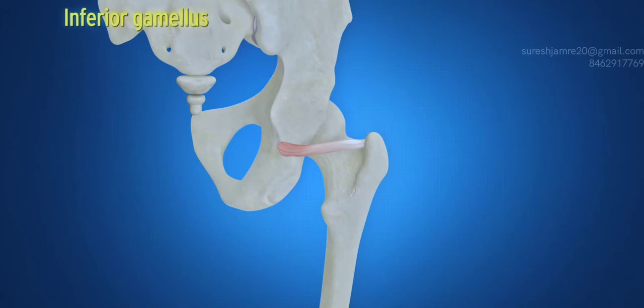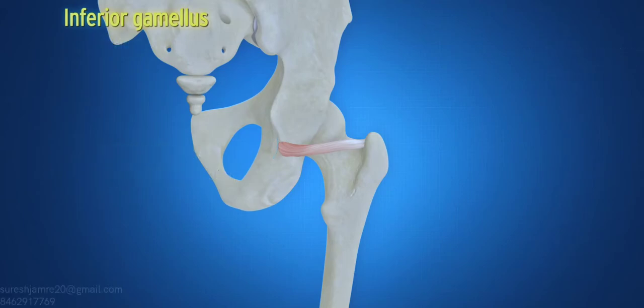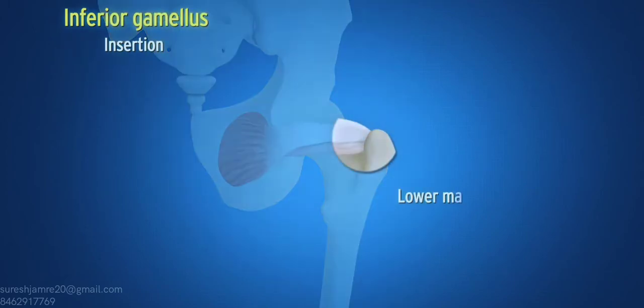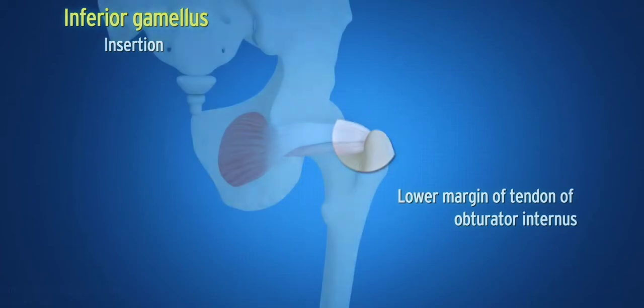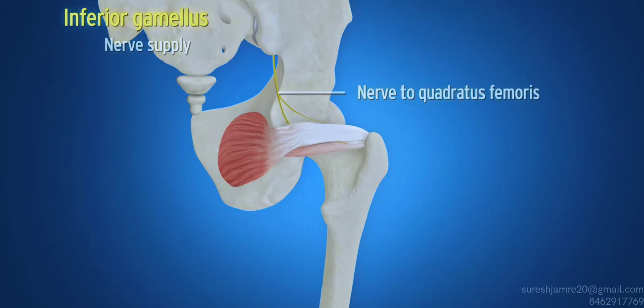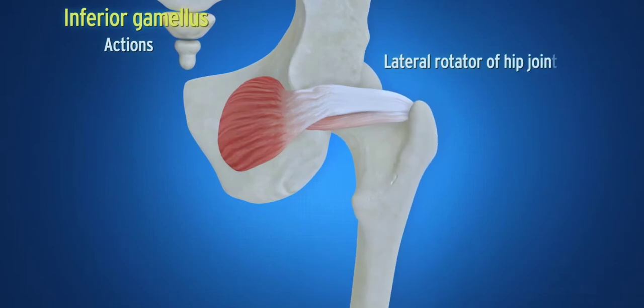Inferior gemellus. Origin. Lower margin of lesser sciatic notch. Insertion into the lower margin of tendon of obturator internus. Nerve supply. Nerve to quadratus femoris. Actions. Lateral rotator of hip joint.